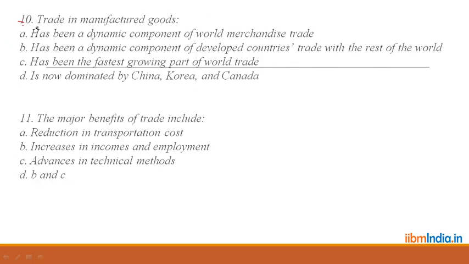Trade on manufactured goods has been a dynamic component of world mercantile trade, has been a dynamic component of developed country trade with the rest of the world, has been the fastest growing part of world trade, now dominated by China, Korea, and Canada. Question number 10. The correct answer is A. Has been a dynamic component of world mercantile trade.